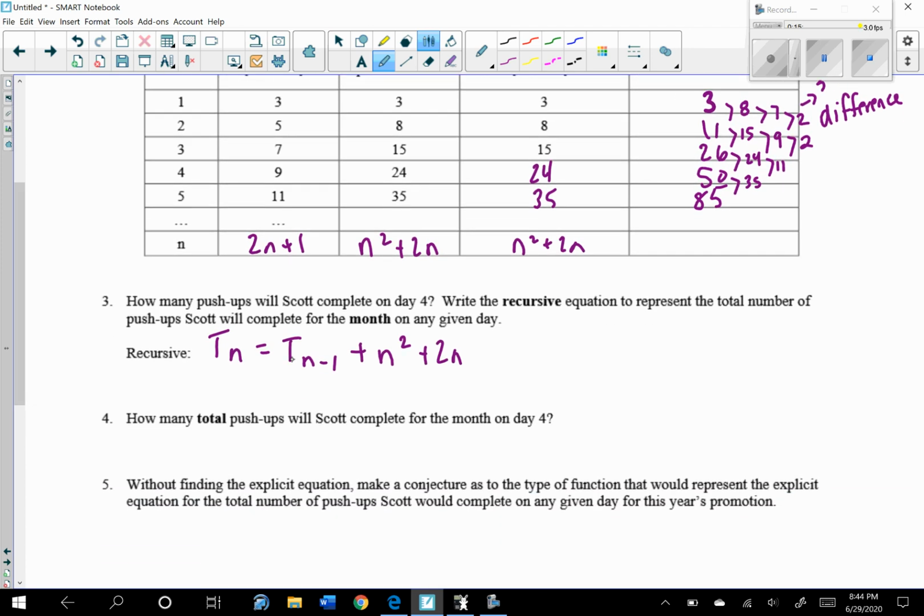So up back to this one right here. This was the previous term plus m of n. So for question 4, it says how many total push-ups will Scott complete for the month on day 4. So for the month on day 4, we can just go up to our table and we can see on day 4 we complete 50 push-ups. It's in our table that we did.